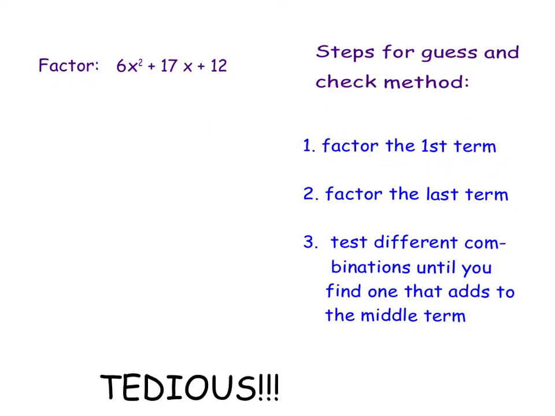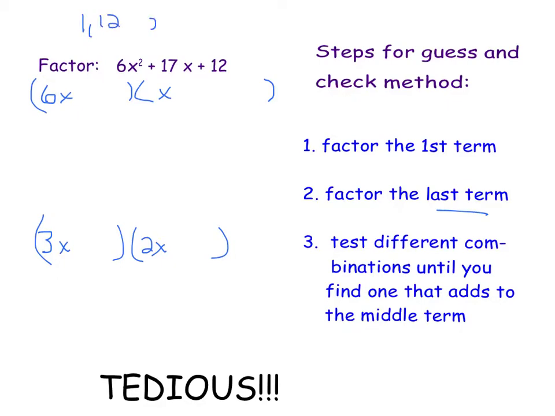So to do the guess and check method, you factor the first terms. So 6x squared could be 6x and x. So all we're doing is coming up with our first of the FOIL method. Or it could be 3x and 2x. So we're not sure yet which one of these we would use. Then you factor the last term. 12 can be factored in many different ways: 1 and 12, 2 and 6, 3 and 4. Again, we don't know which pair makes up our last terms, but we know it has to be one of those.